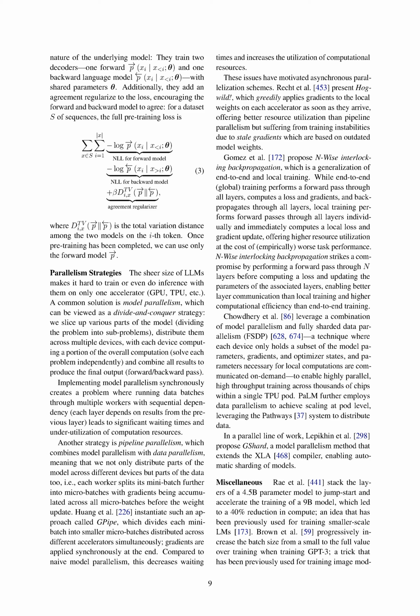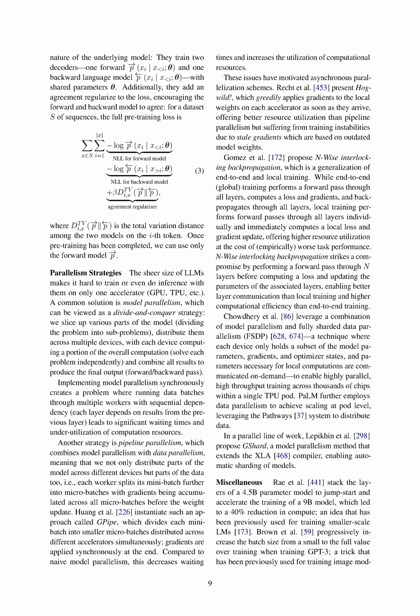In FSDP, each device only holds a subset of the model parameters, gradients, and optimizer states, and the parameters necessary for local computations are communicated on demand. This allows highly parallel, high-throughput training across thousands of chips within a single TPU pod. PaLM, a system that utilizes this strategy, further employs data parallelism to achieve scaling at the pod level, distributing data using the Pathways system. Lastly, GShard is another solution proposed in parallel research, a model parallelism method that expands the XLA compiler, enabling automatic sharding of models.